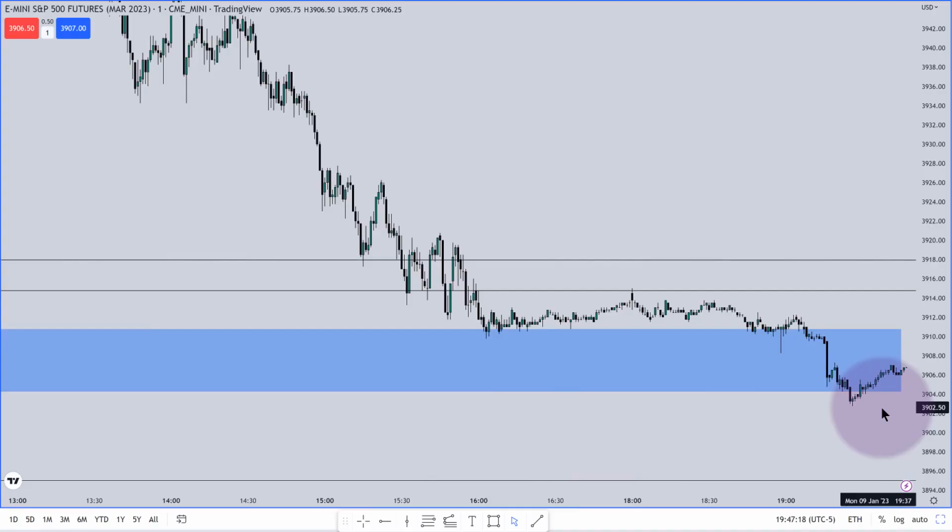So my bias for the rest of the week will be looking and favoring shorts. Unless we get through half of today's wick on the daily chart, I'm bearish.